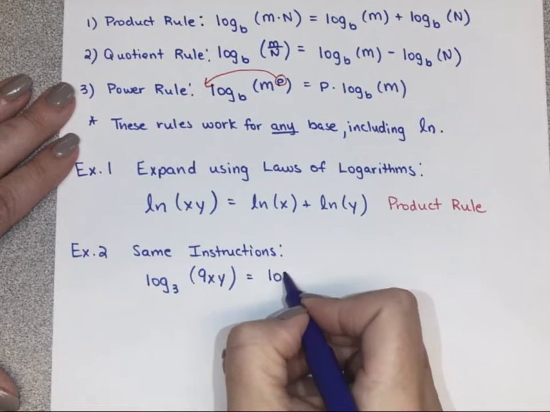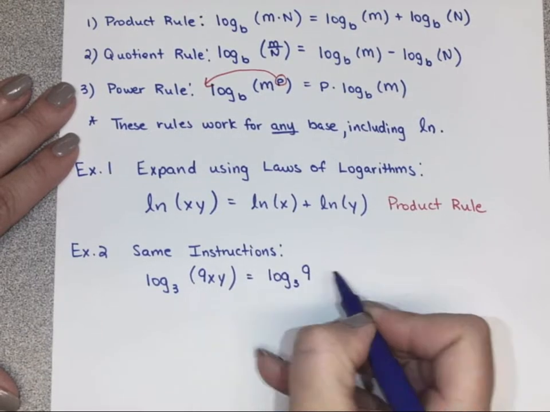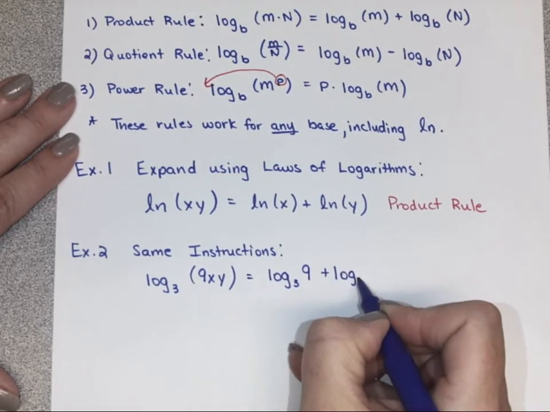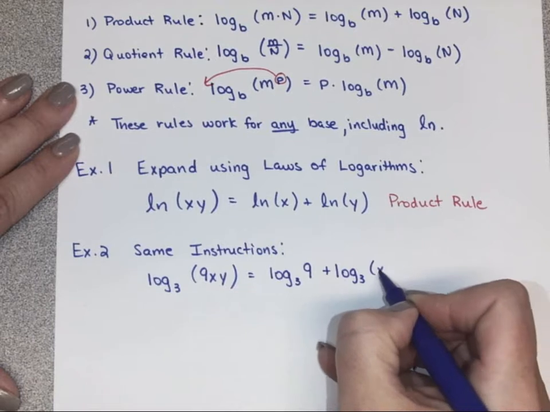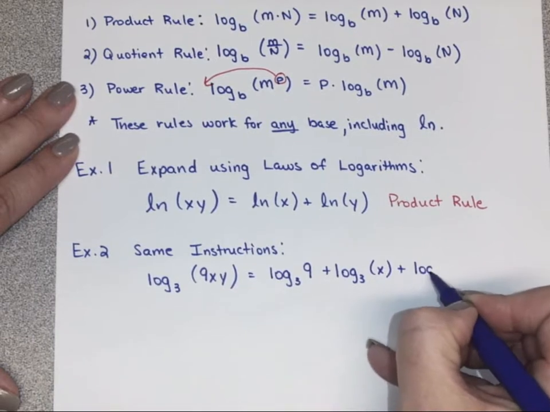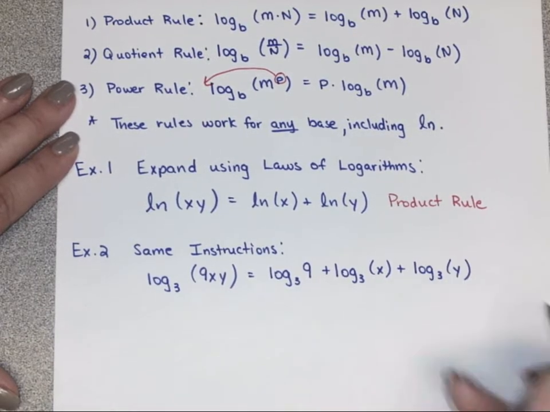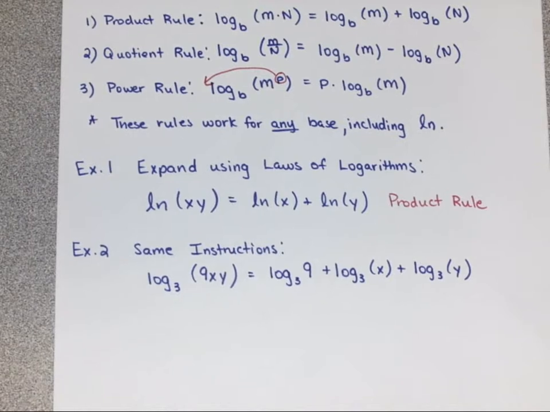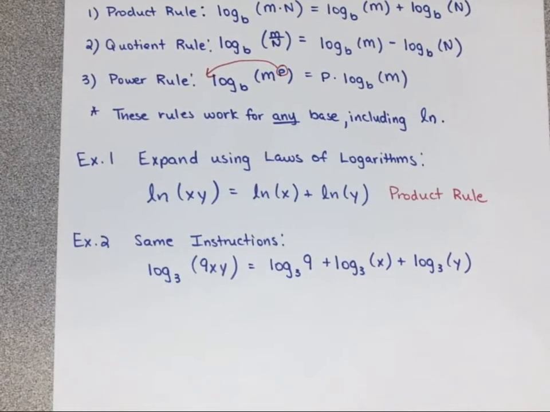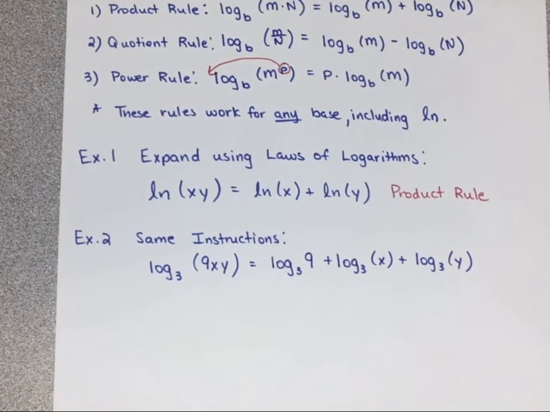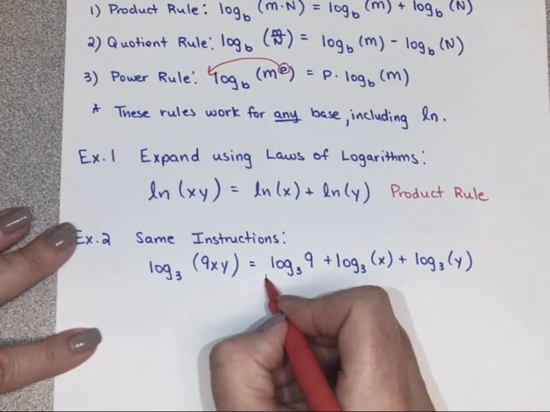Three total, right? So I'm going to do the log base 3 of 9 plus the log base 3 of x plus the log base 3 of y. Okay, notice that I don't change the base, right? The base was 3 and the base stays 3. Okay. However, I think this one could be worked out.